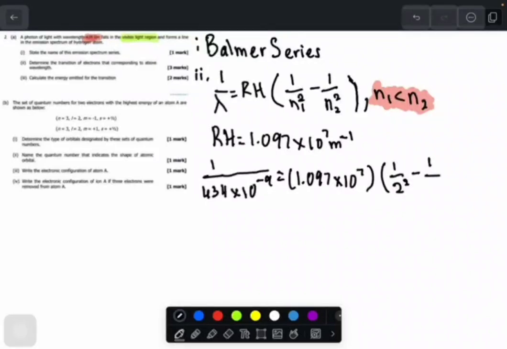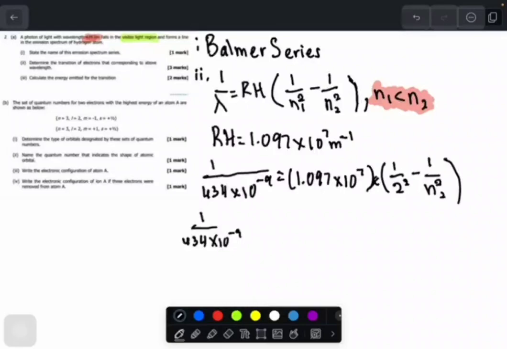So we're going to write n2 squared here. Solving this is quite easy. Here it's times, just bring it to the other side, so it will look like 1 over 434 times 10 to the power of negative 9.